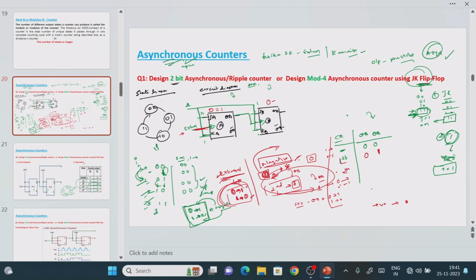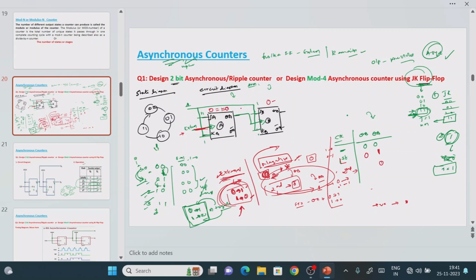Now I am going to apply the second clock pulse. After applying the second clock pulse, for the external clock pulse it will always change from 0 to 1 or 1 to 0, right? Now see what will happen. What is the current output value? 1, right? So for the external clock pulse it will always change from 0 to 1 or 1 to 0.